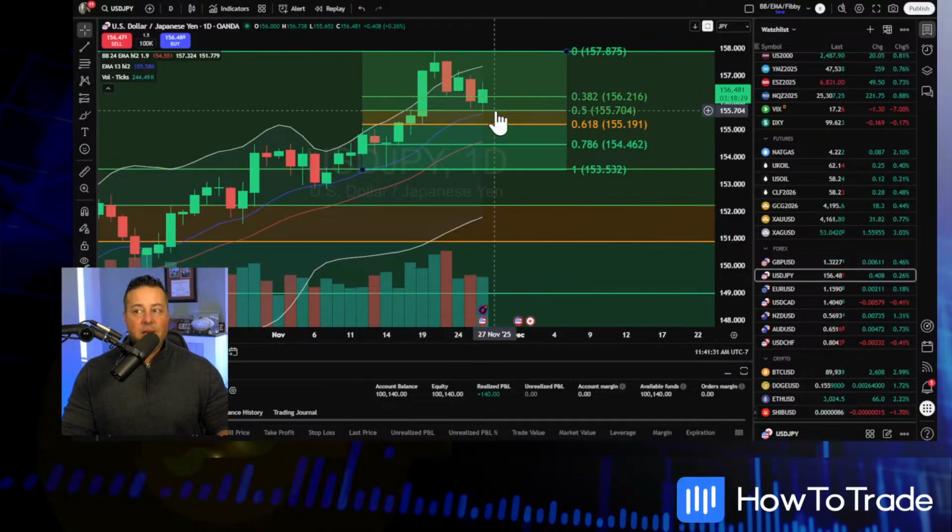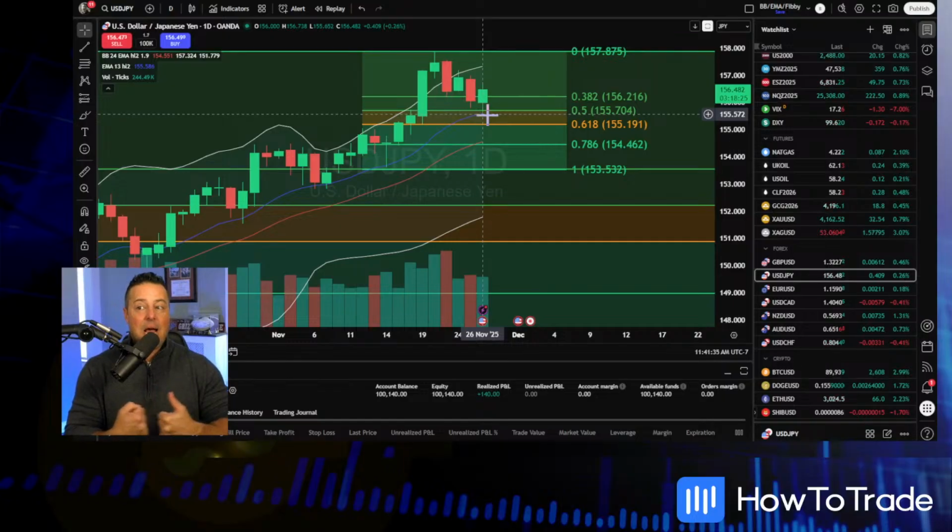Right to 50%, which sort of coincides with that 13-period EMA. That's absolutely huge. So I don't trade 50% levels. I don't particularly like them. I think they're too dirty. You see a lot of chop and a lot of consolidation around 50%, but when it coincides with a 13-period EMA, yeah, you probably are taking that trade.